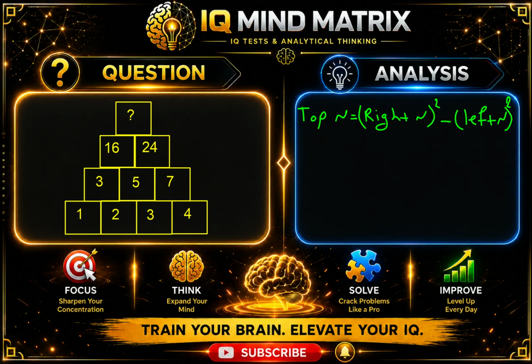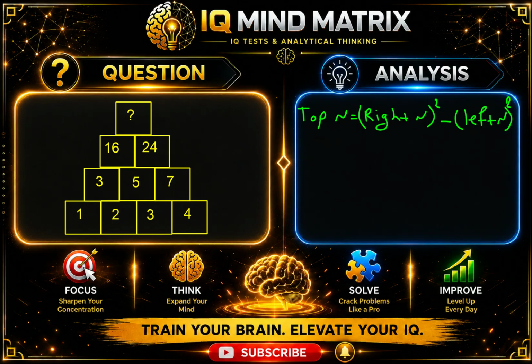Between 3 and 5, 25 minus 9 equals 16. Between 5 and 7, 49 minus 25 equals 24. And now for the final step.